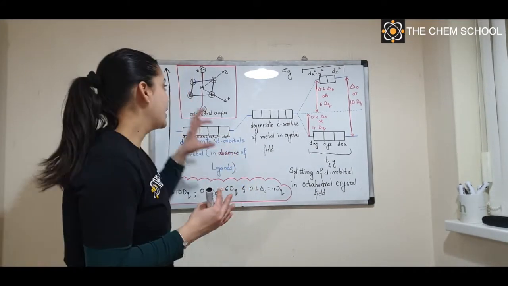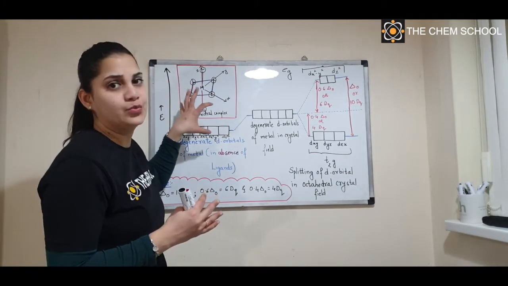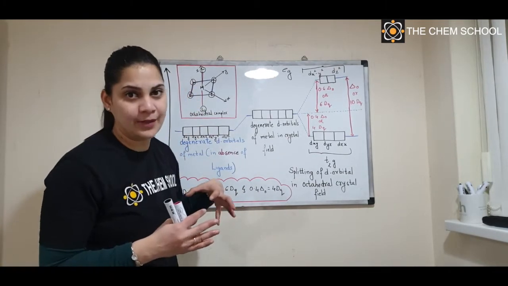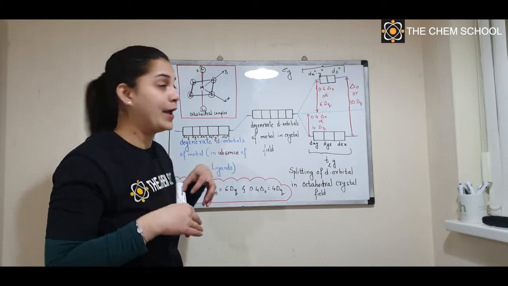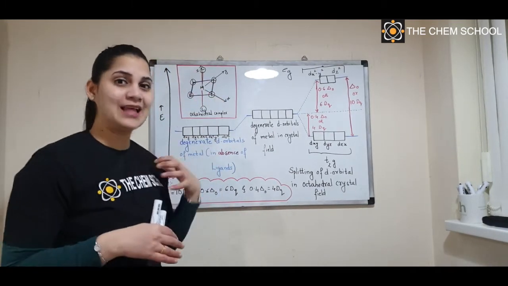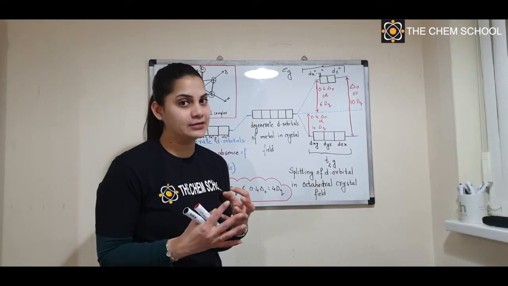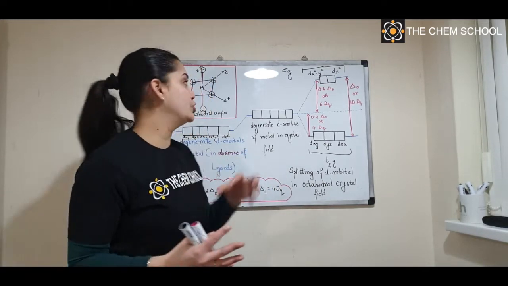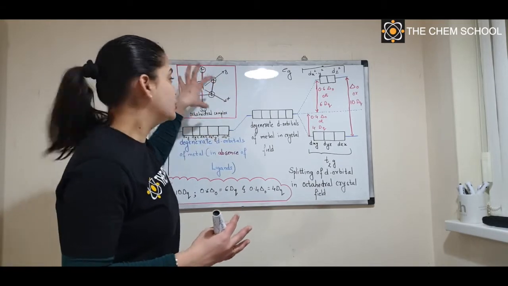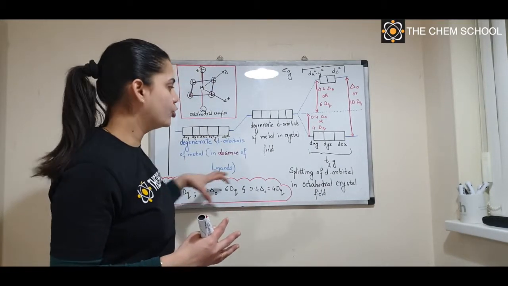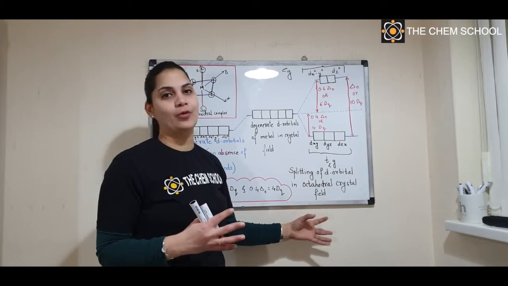Fine. Now, what happens when you form an octahedral complex? That is what we need to understand. Why? Because the metal has d orbitals, and something happens to the d orbitals during the formation of this complex. When you understand that, then you're talking about the splitting of the d orbitals.